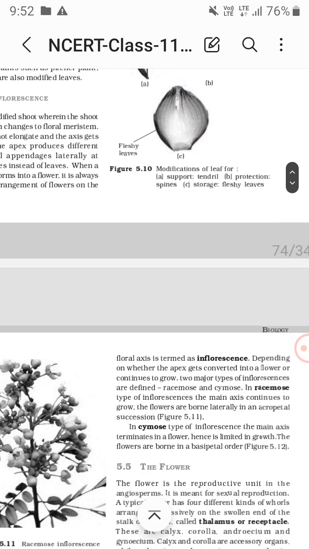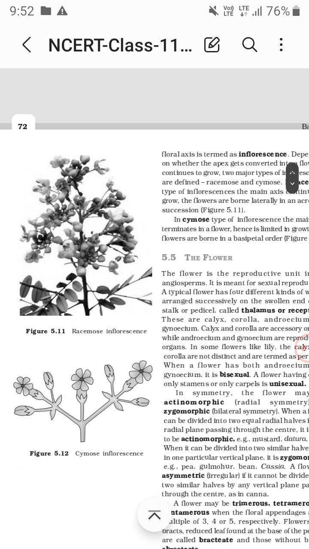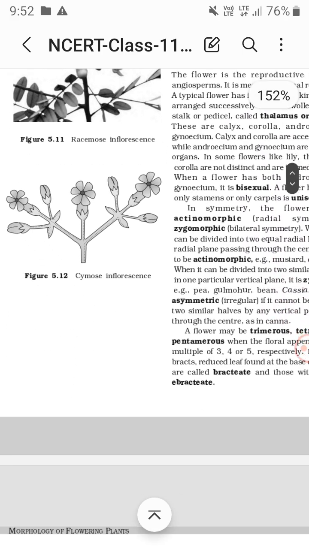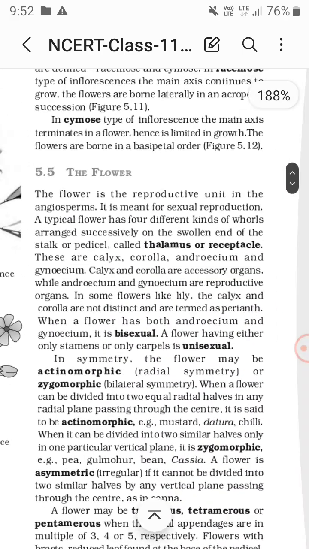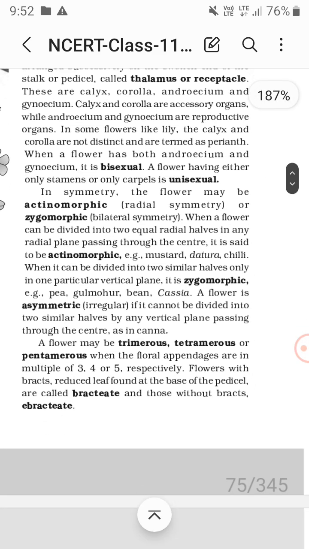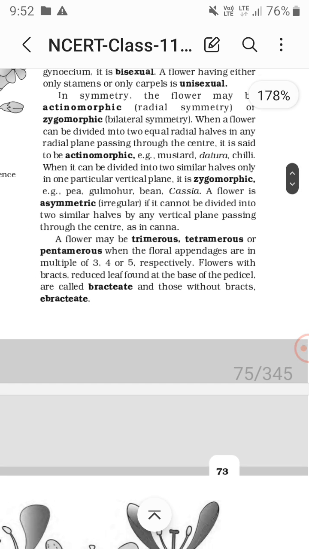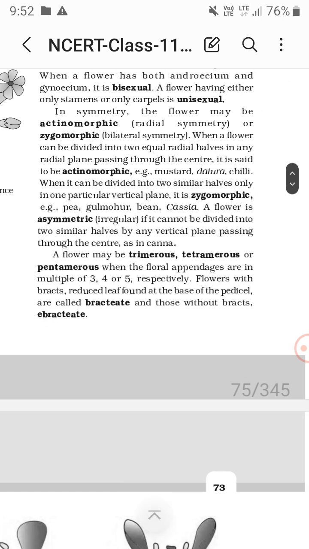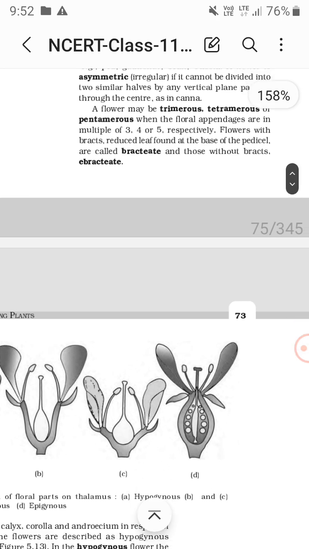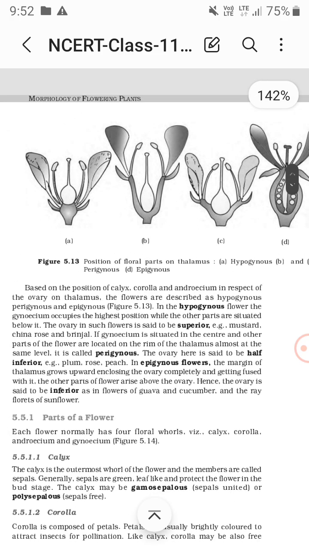Then the inflorescence. There are two types of inflorescence, racemose and cymose. You see in the diagram, first racemose inflorescence continues to grow, and cymose inflorescence terminates into a flower. Now the flower includes the thalamus or receptacle. It is the swollen end. Then flowers can be bisexual, unisexual, actinomorphic, that is radial symmetry, zygomorphic, and asymmetric. Now trimerous, tetramerous, pentamerous, these are the flowers. Flowers can be bracteate, ebracteate. So the position of floral parts on the thalamus.